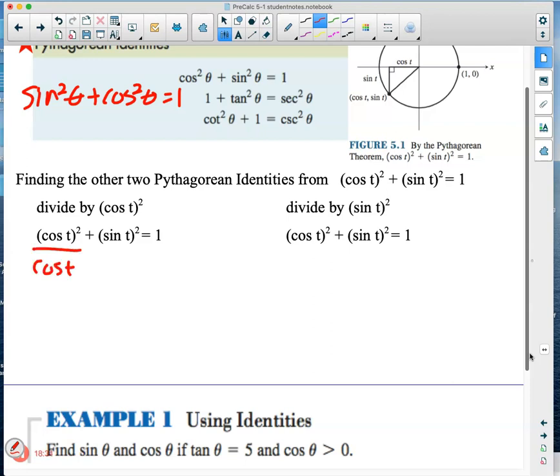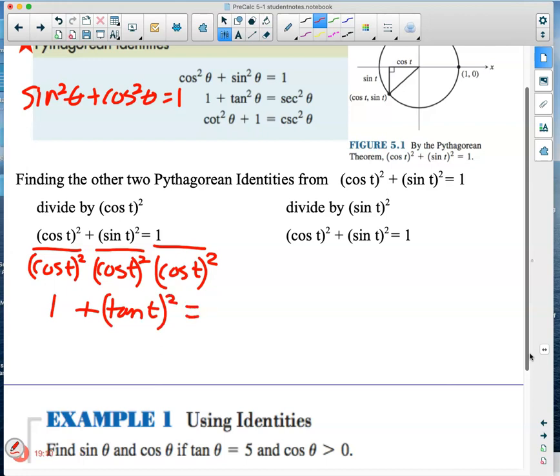So let's take every term and divide it by the cosine of t squared. Cosine of t squared divided by cosine of t squared, that's a big 1. Sine of t squared divided by cosine of t squared, that's the one we got to hang on to: tangent. So that's tangent of t squared. 1 over the cosine of t squared, the reciprocal of cosine, that's secant. So that's secant of t squared. 1 plus tangent of t squared equals secant of t squared. Wait a second, it's that one. Yep. So if you mentally divide them all by cosine squared, you'll get the second Pythagorean identity.